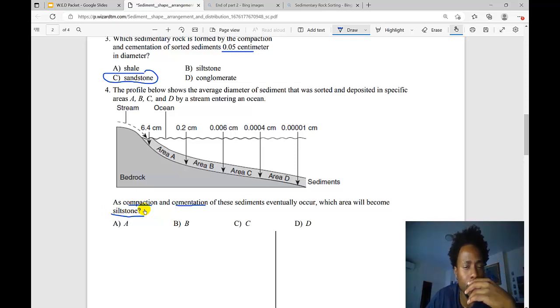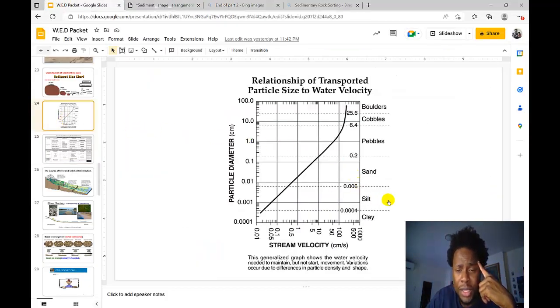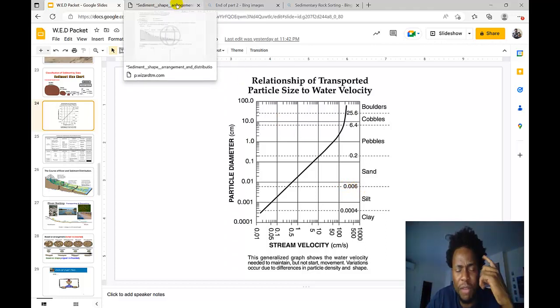Tricky one as well. What do we know about siltstone? A siltstone is formed from the accumulation, compaction, and cementation of silt. So what is the particle diameter of silt? That should be the next thing coming to my mind, so that would help me use these figures up here. Let's go back to our ESRT page 6. Silt would be something between 0.0004 to 0.006. I'll look for something that falls within that range.